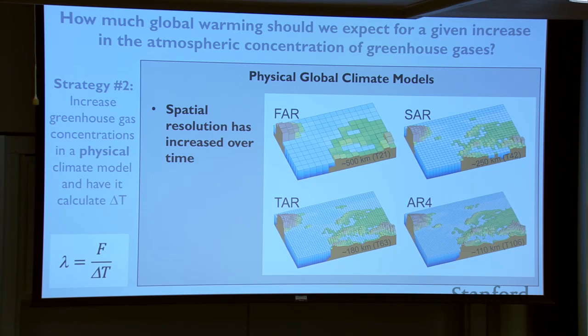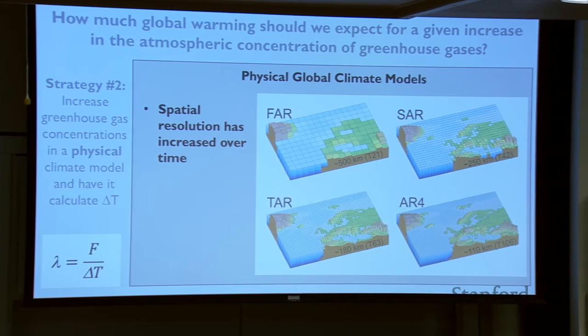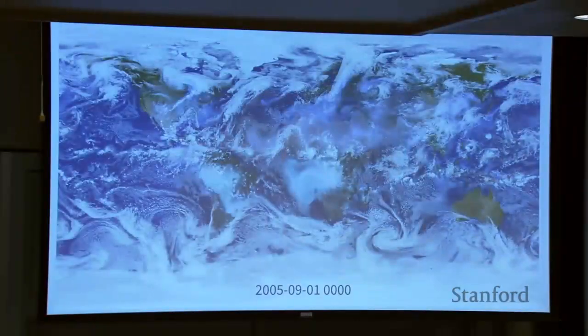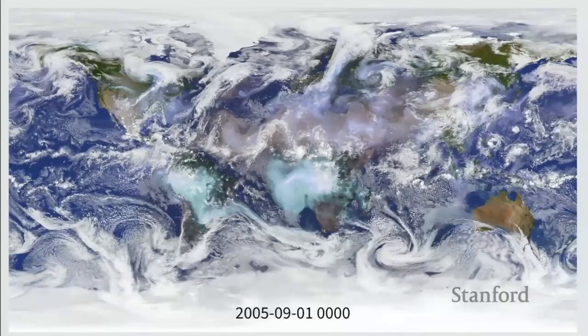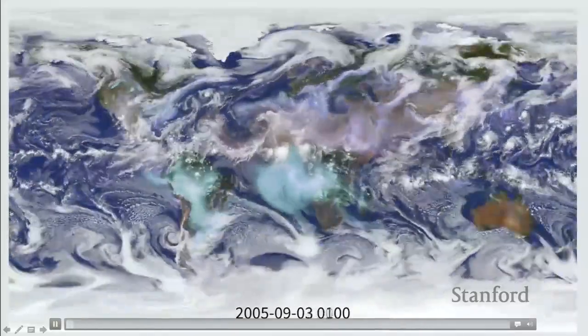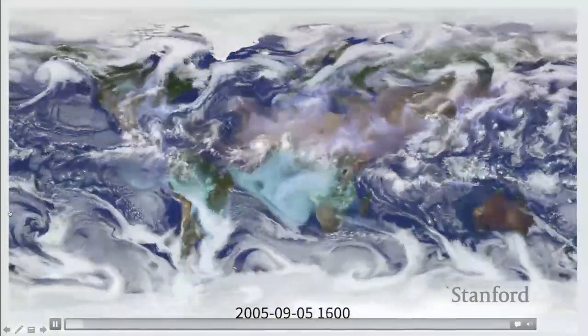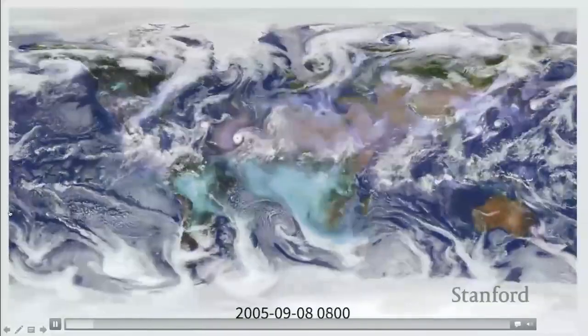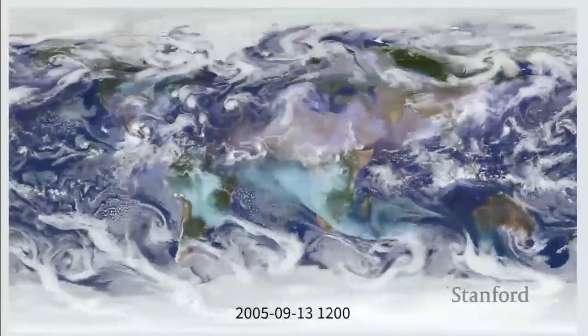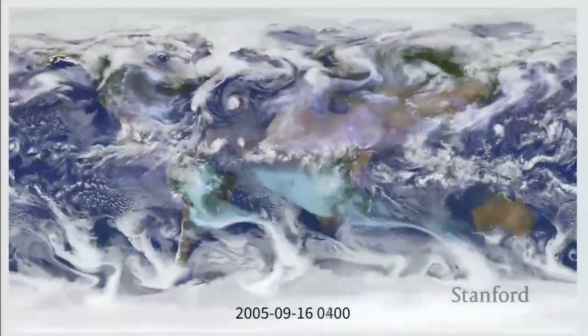A lot of them are getting higher resolution. And some are run at very high resolution. I'll just show you an example of that right now. But for the most part, over a short time period. So this is a video of a model output from NASA, and this is at like 5 kilometers resolution. So this is getting to the point where you're actually resolving the clouds in the model.